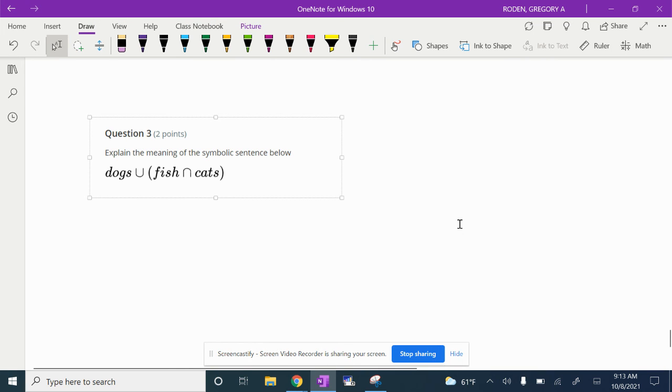Okay, so the next one says, explain the meaning of this symbolic sentence below. Okay, so pretty simple. All you have to remember is this symbol right here. This is the union, which means or. And this is the intersection, which means and. So here's how I would say it. Dogs. This person either likes dogs or they like fish and cats.